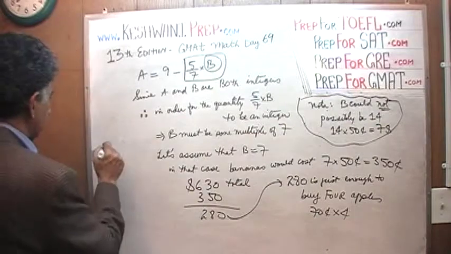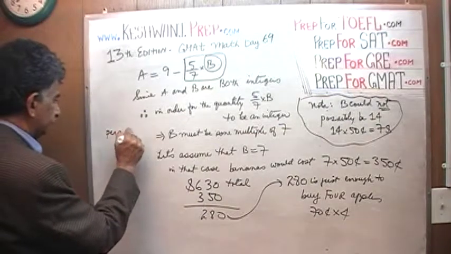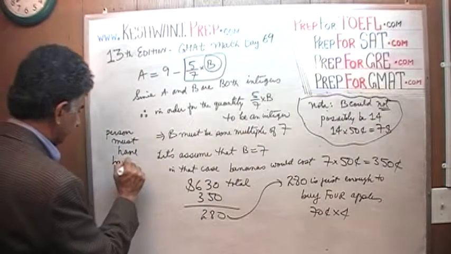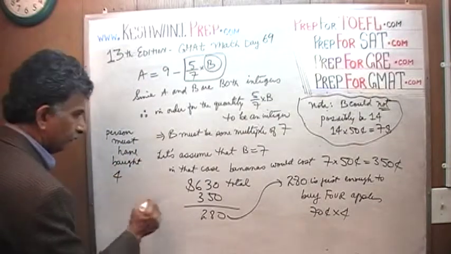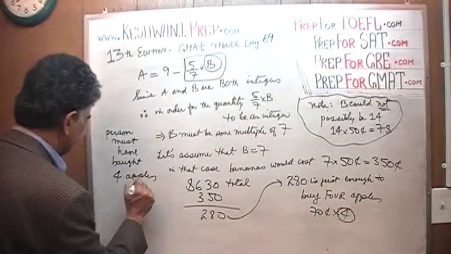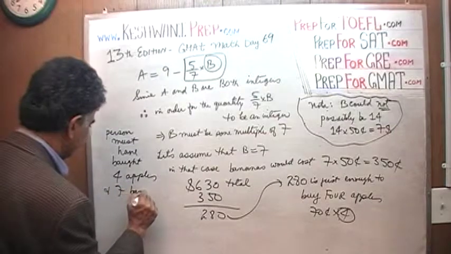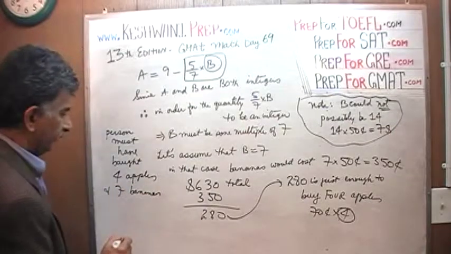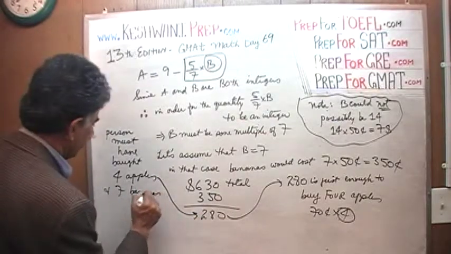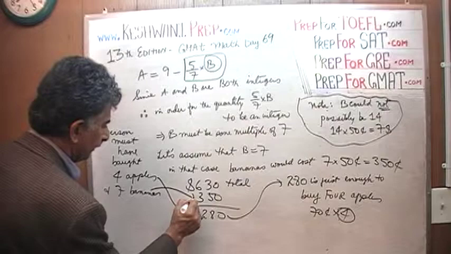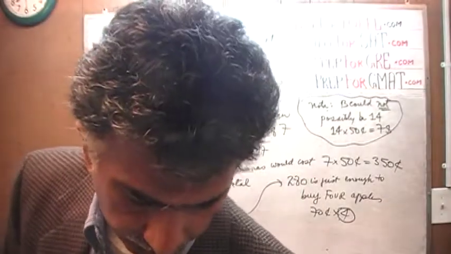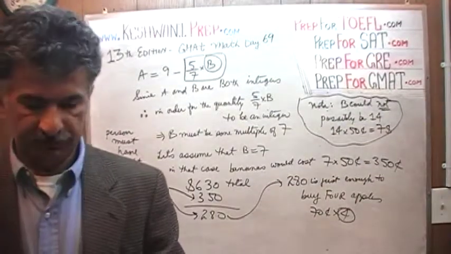So the person must have bought 4 apples and 7 bananas. The 4 apples will cost $2.80, and the 7 bananas are going to be $3.50, making it a grand total of a shopping spree of $6.30.